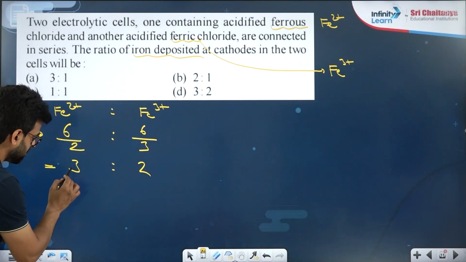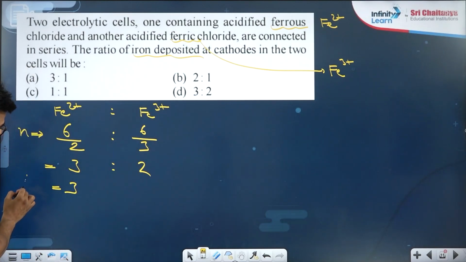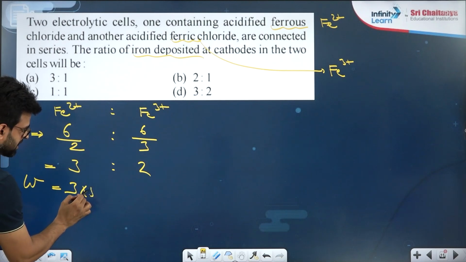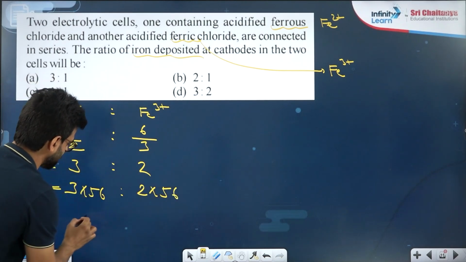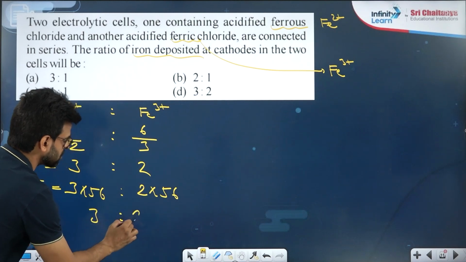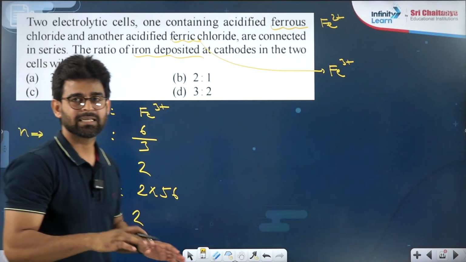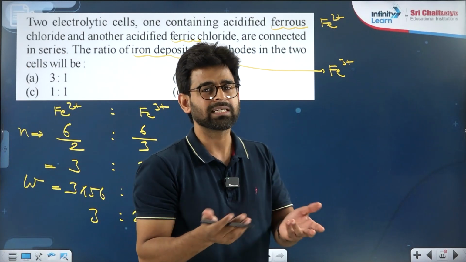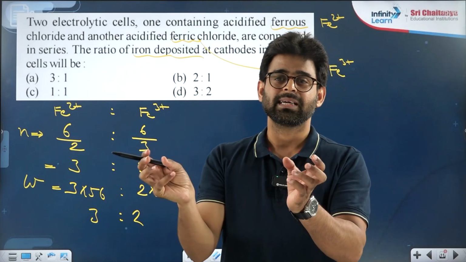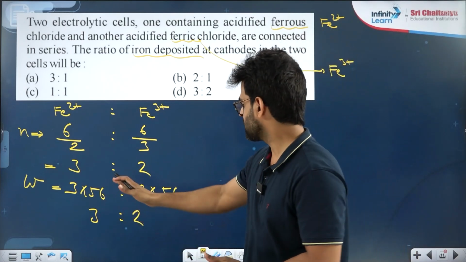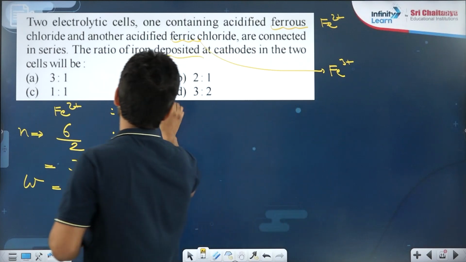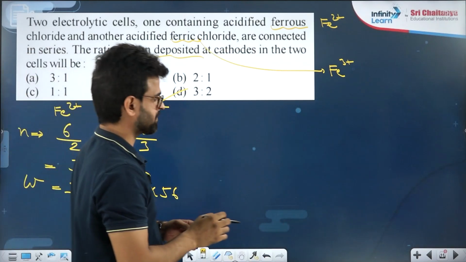If I want to find the weight ratio, then 3 into what here? 56. And here also 2 into 56. So that's why the weight ratio also comes the same in this case, because the molar mass of iron is the same, because both electrodes are depositing iron only, right? So what is the answer? 3 ratio 2. Fine, easy.